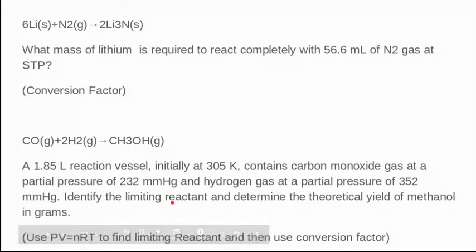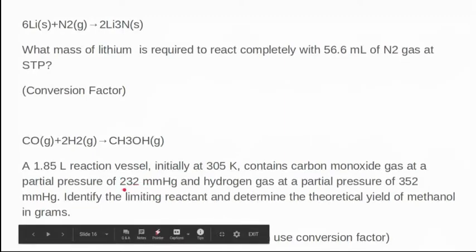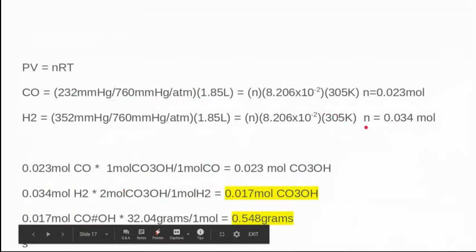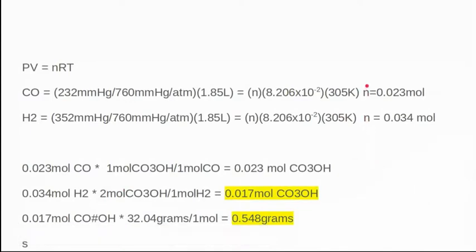So what we're going to do for that is take the values that we have here and just plug them into PV = nRT, and find the amount of moles of both of them. So for CO, this is the pressure, and then convert it to atmospheres. And then the volume, gas constant, and temperature, to find the number of moles. We found the two numbers of moles. That doesn't mean CO is your limiting reactant.